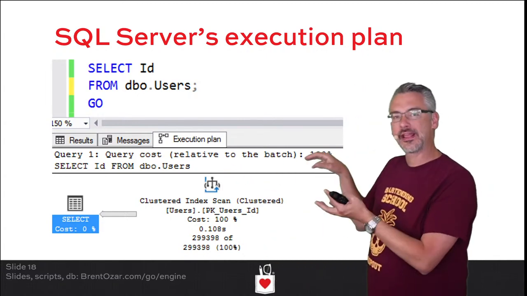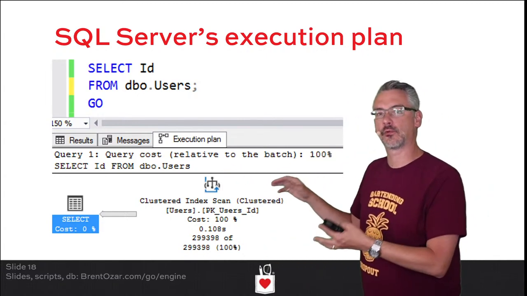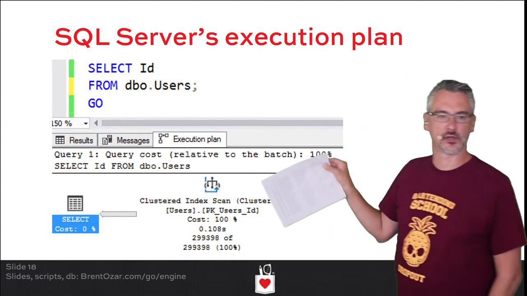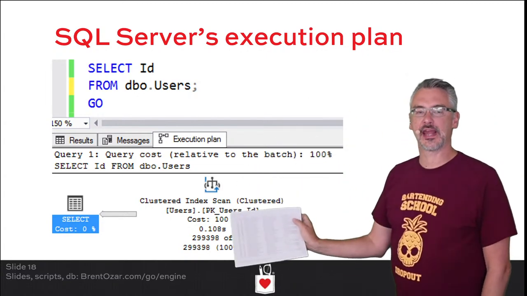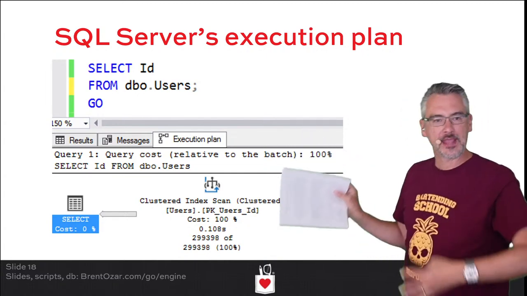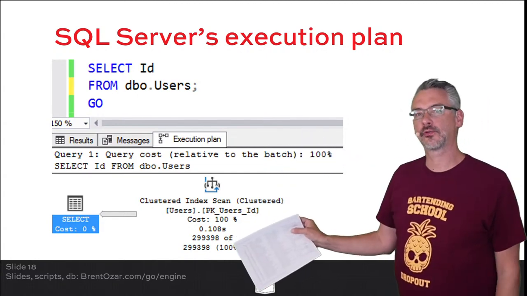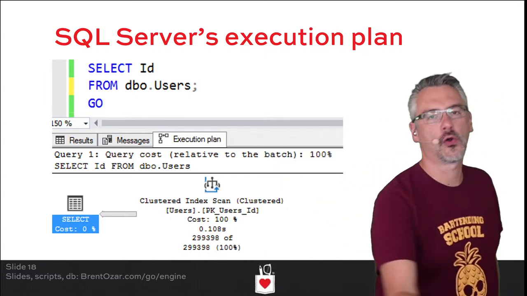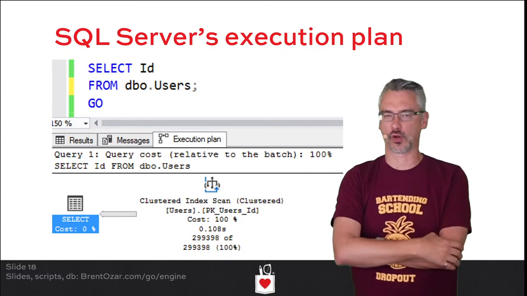The top right thing is the first thing that SQL Server did. In this case, it's the only thing that SQL Server did. SQL Server scanned through the clustered index, the table itself. And it pulled out about 300,000 rows. There's about 300,000 rows in this relatively old, small copy of the Stack Overflow database.